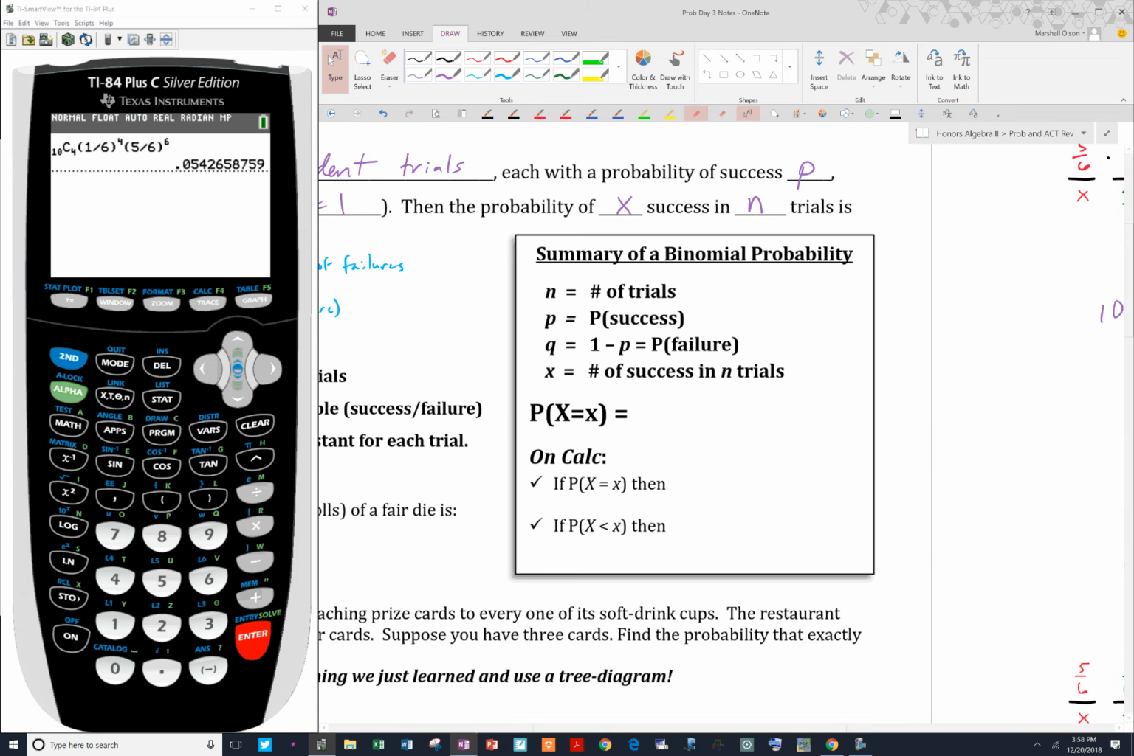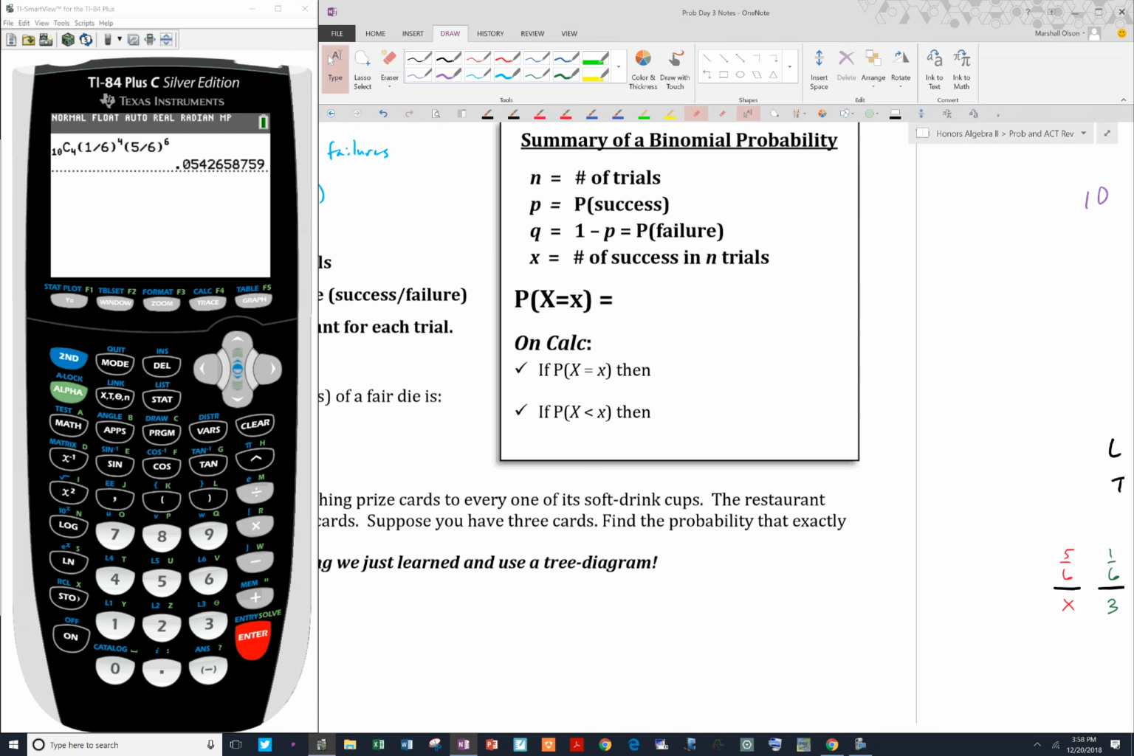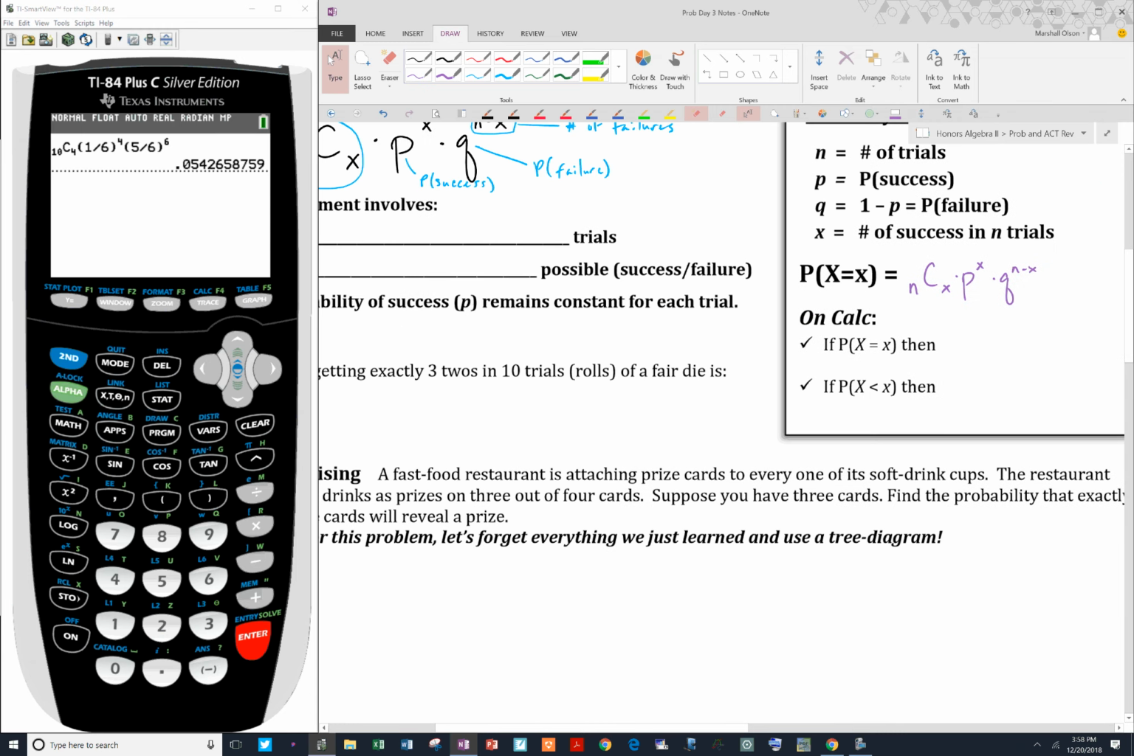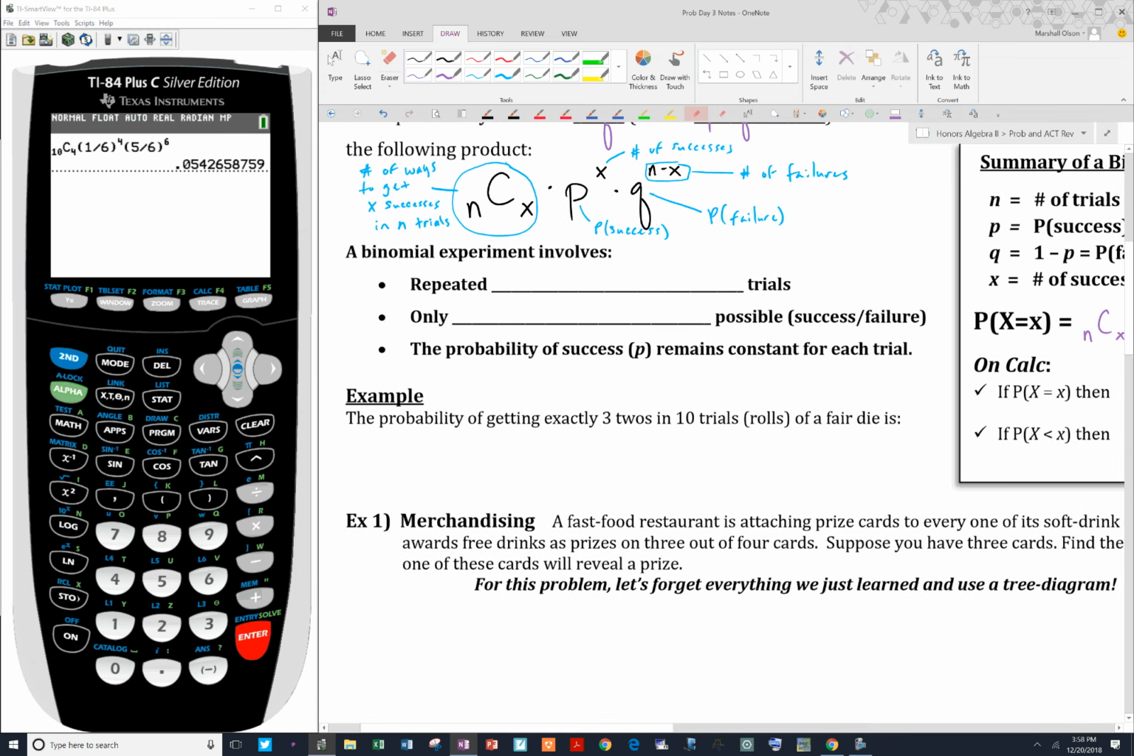So let's come back here and finish filling this thing out again. I'm going to have you write that out again, n choose x, and then p to the x times q to the n minus x. And then we're going to come back to this in a little bit. There are some other ways you can do it on your calculator too, but I want to show you how to do it by typing that all in.